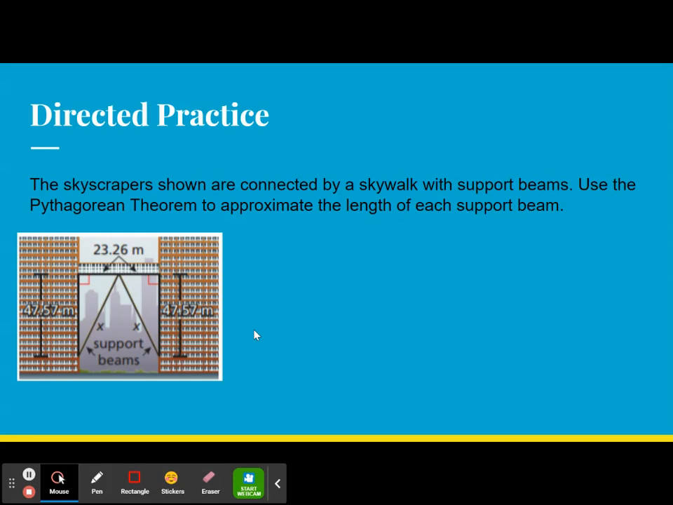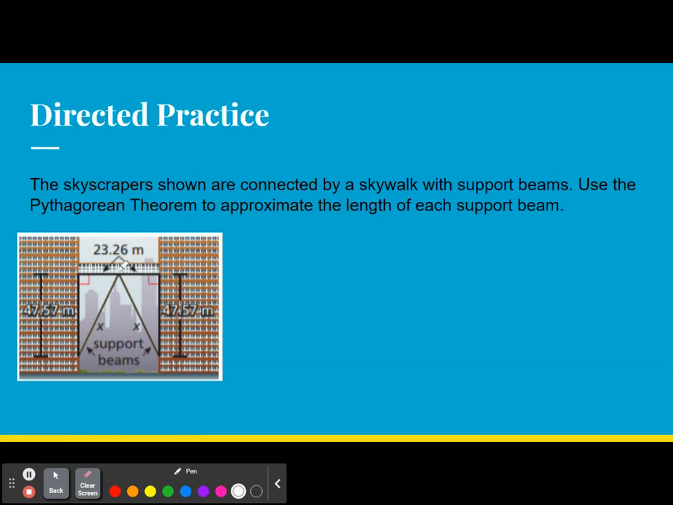Okay. Now, what do you notice about the two triangles? They're congruent. They're congruent, so you can do either one. You can look at either one. So let's look at this one over here. So to find the support beam, you're going to have to figure out first which side is the hypotenuse. Kyle, which side would be considered the hypotenuse?